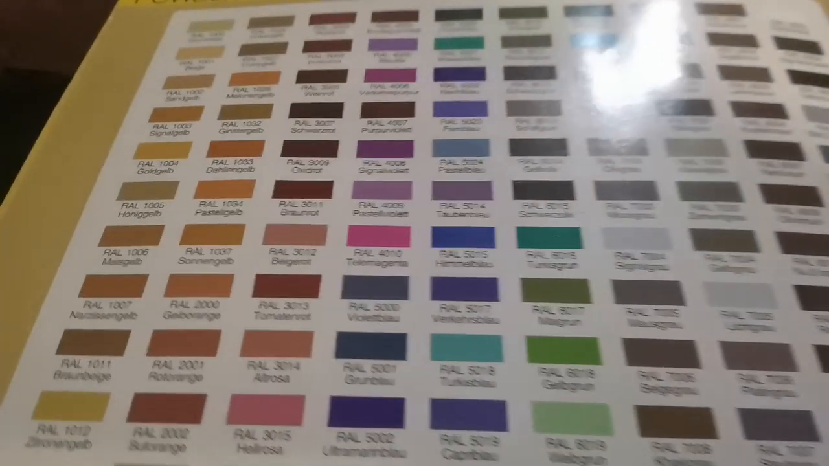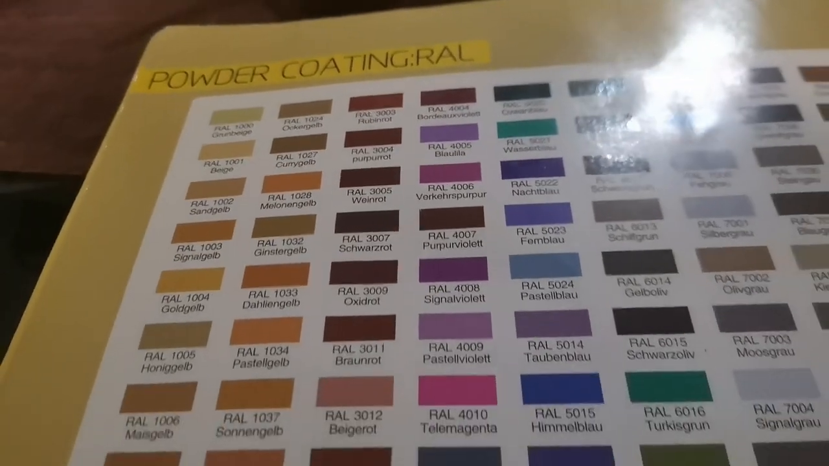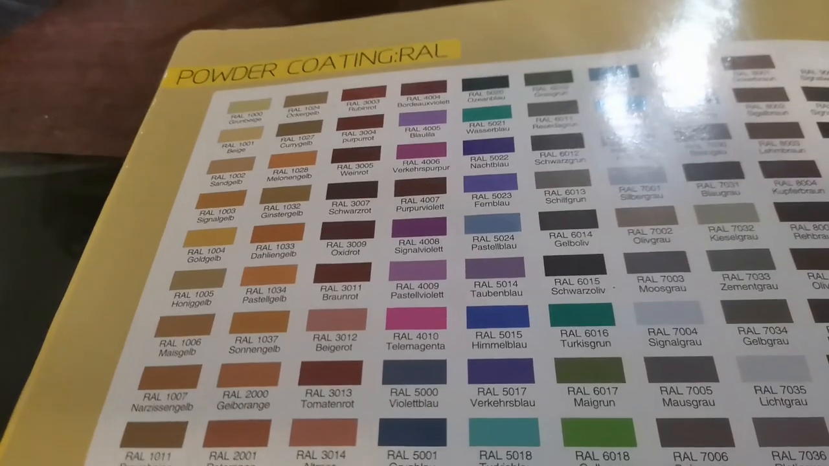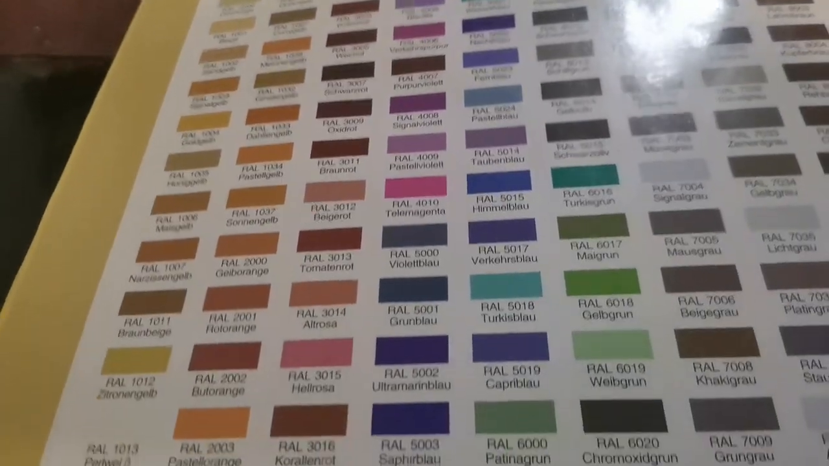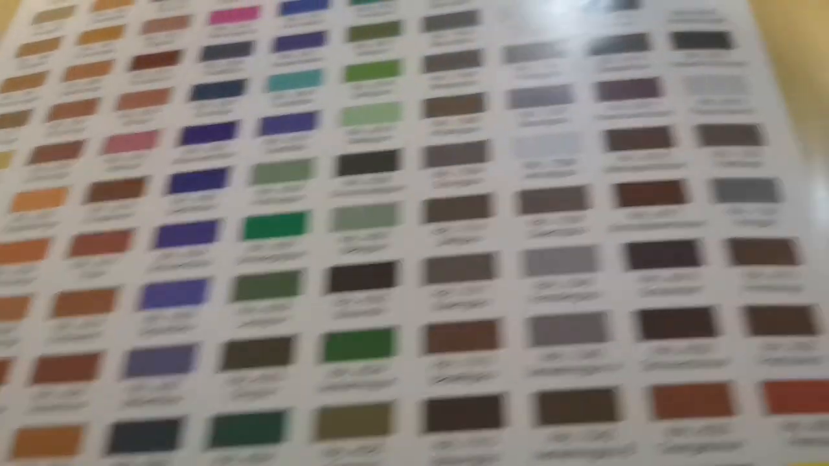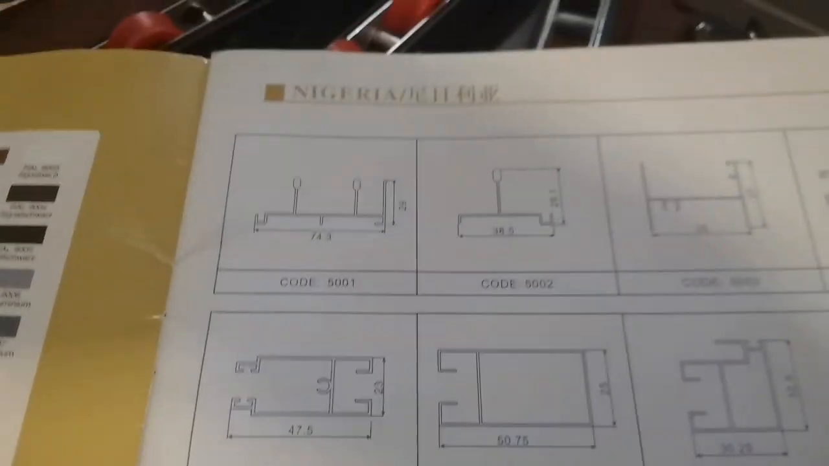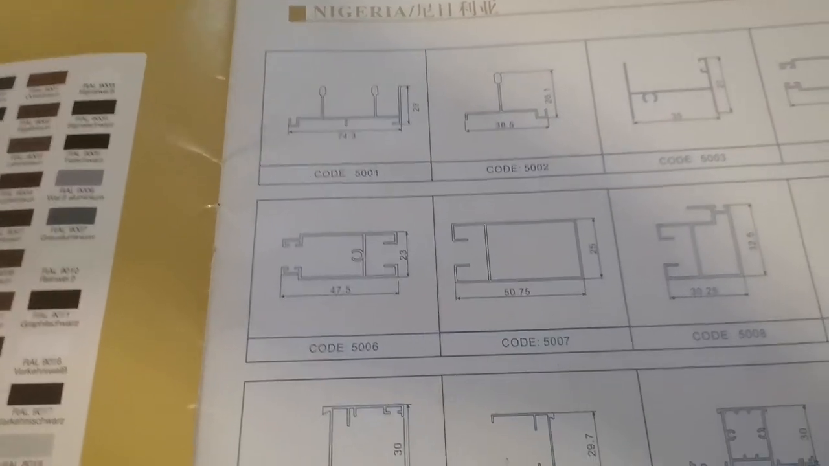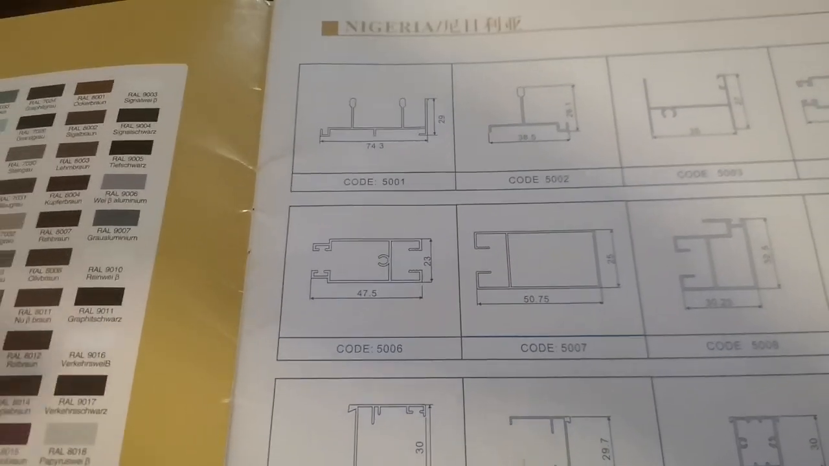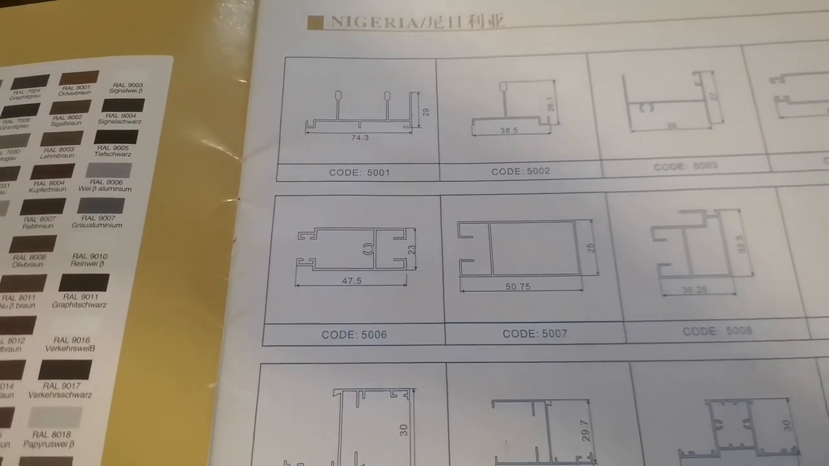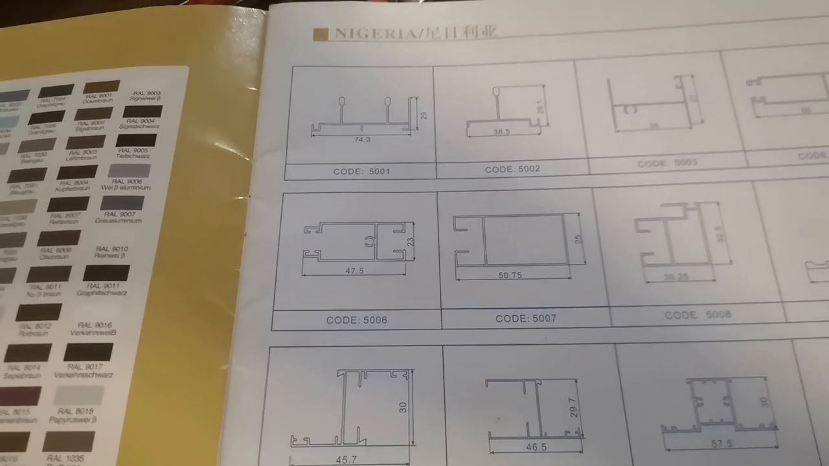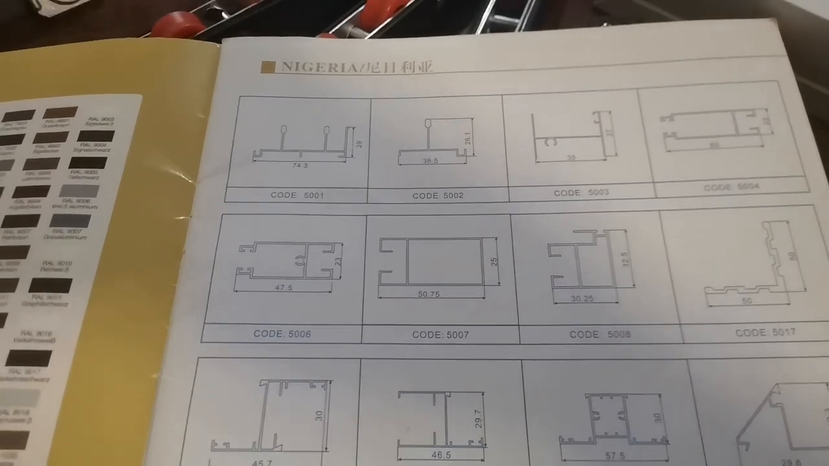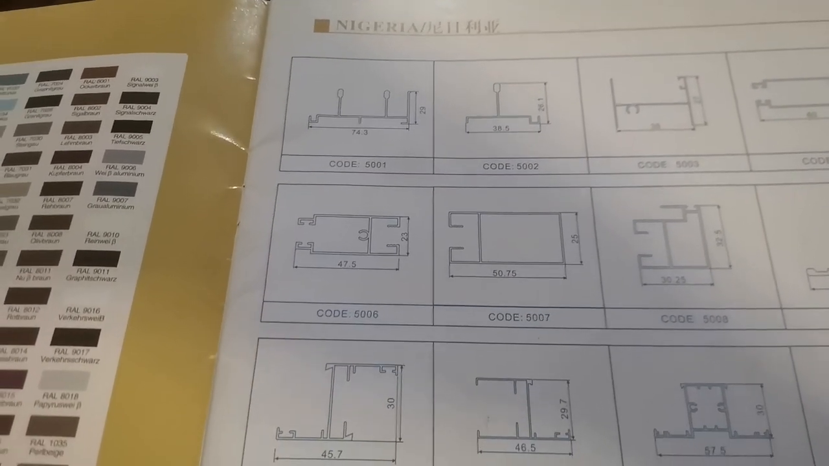So you look at this, you have a list of colors that are possible powder coating colors. There are a lot of them. And over here you see it's written Nigeria. So you see, there are various profiles, various extrusion modes, depending on the markets they produce for, to fit the extrusion modes that are required by the market. And this is the market for Nigeria.